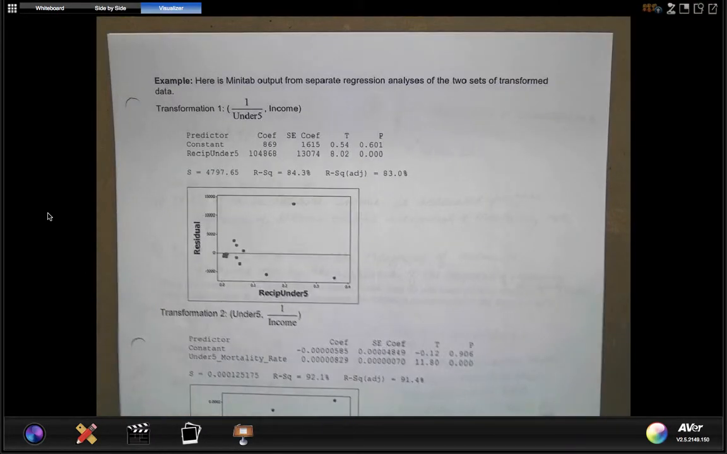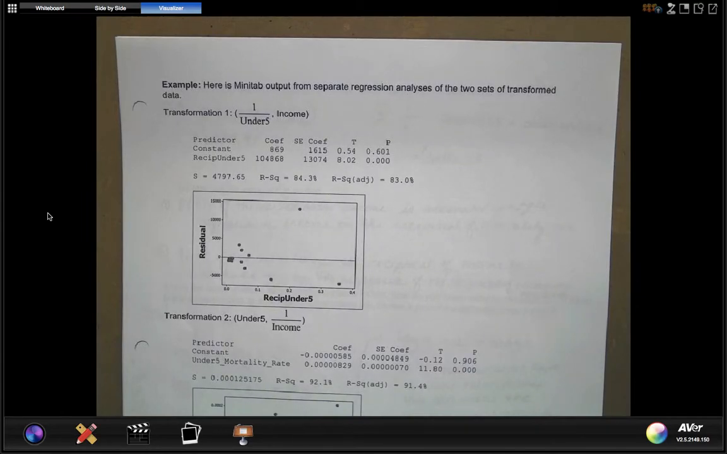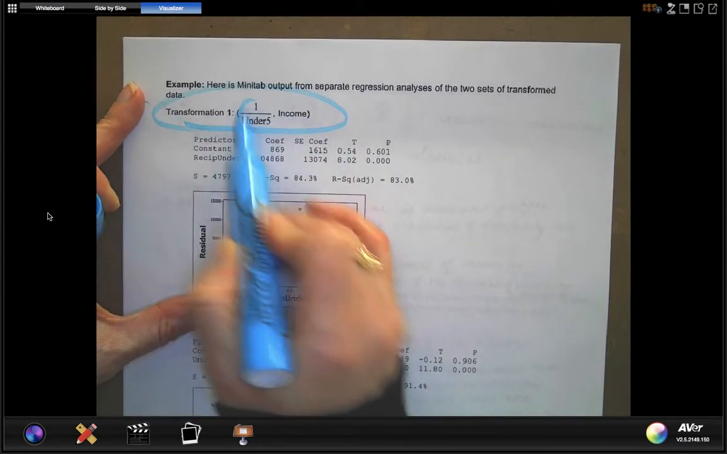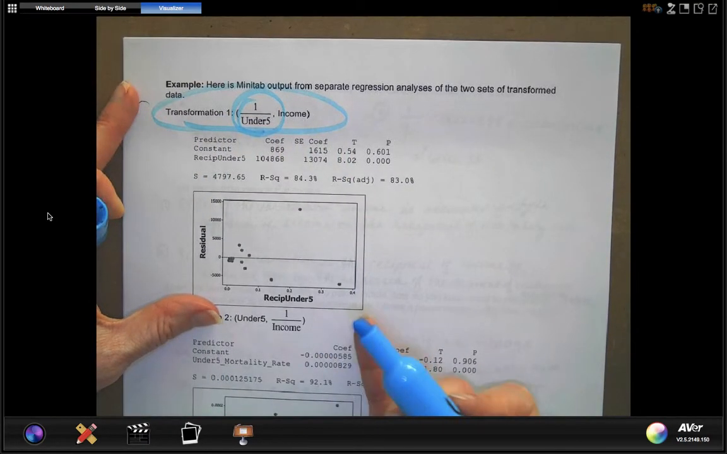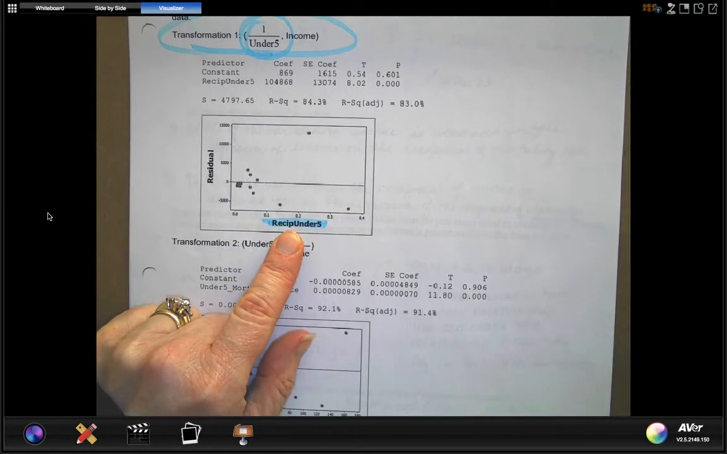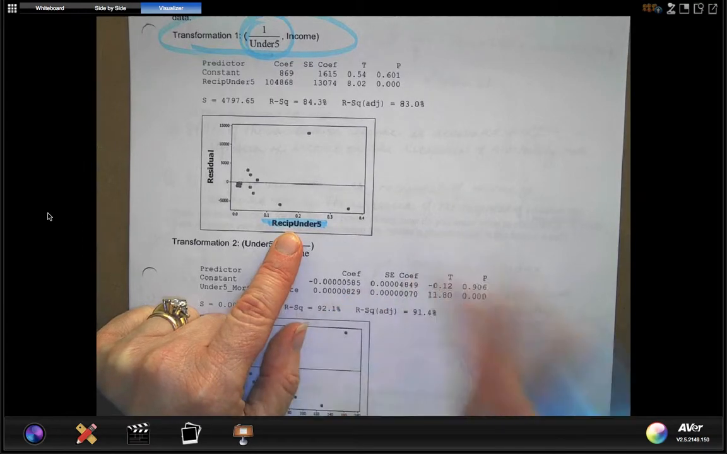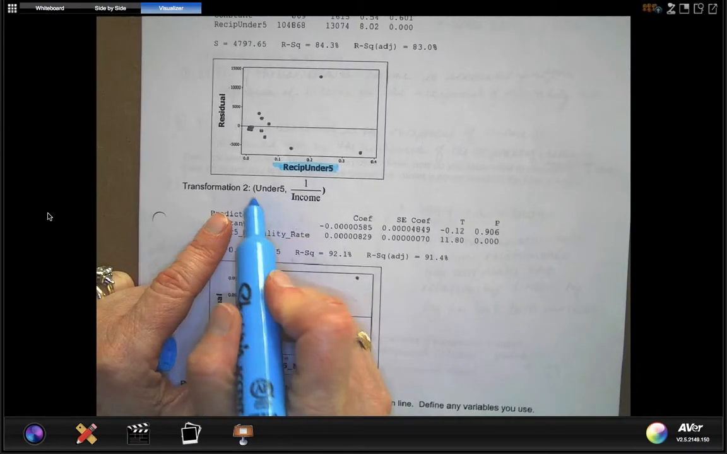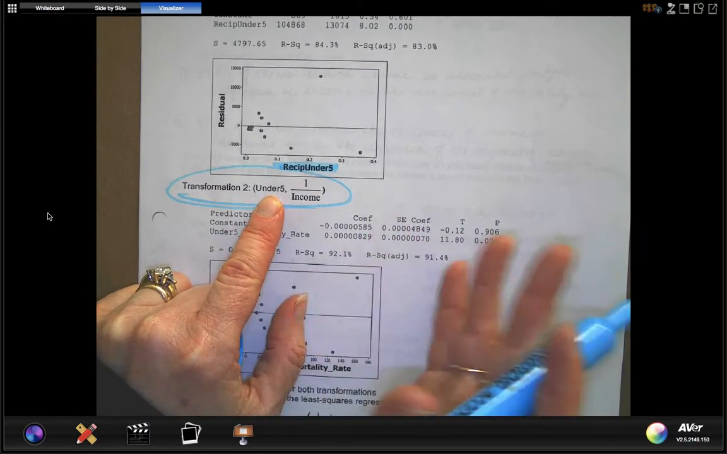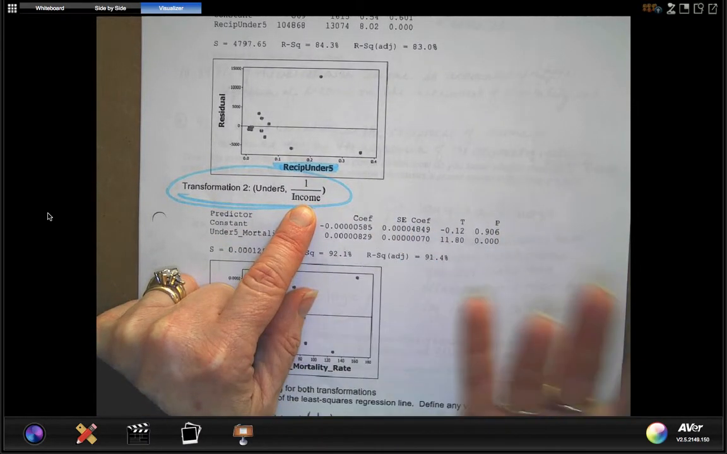All right, when you're looking at these transformations, again, I told you, you're not going to have to figure out what to do. It's going to be done for you. You just have to know what was done. If you look right here, you can see the x variable's been transformed. If you look at the residual plot, the x variable is no longer just under 5, it says reciprocal of under 5. And the second transformation, they did a switcheroo here. They kept the x as is, but instead of y, they have 1 over the y.